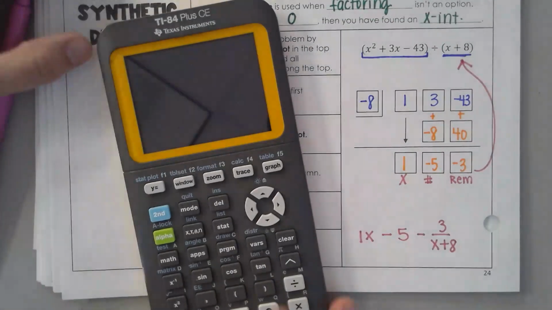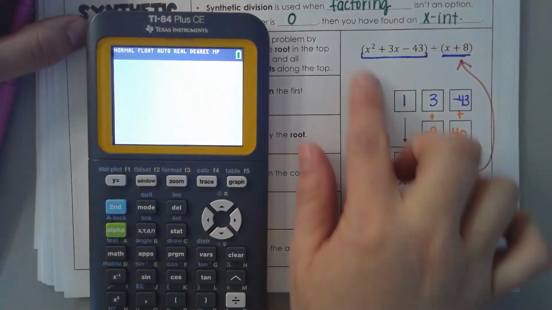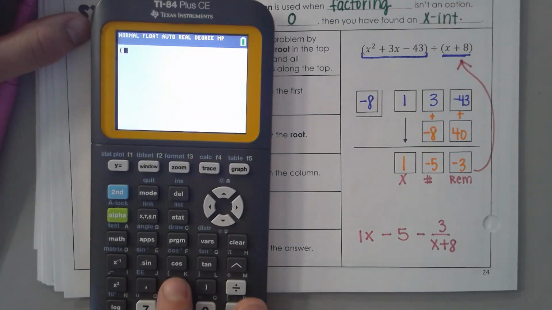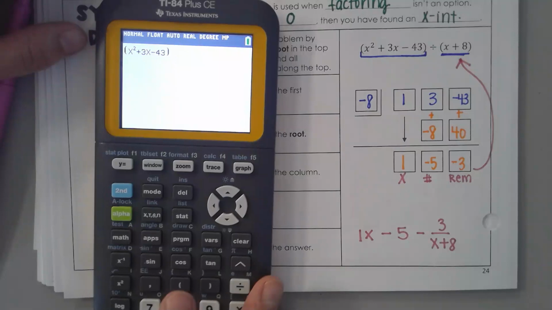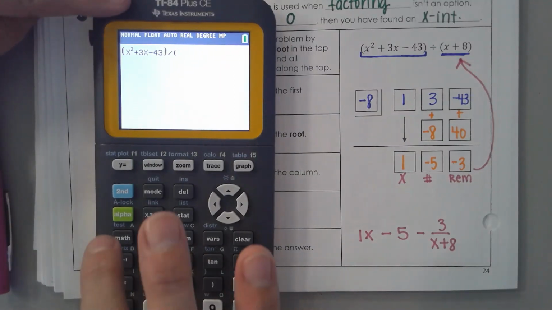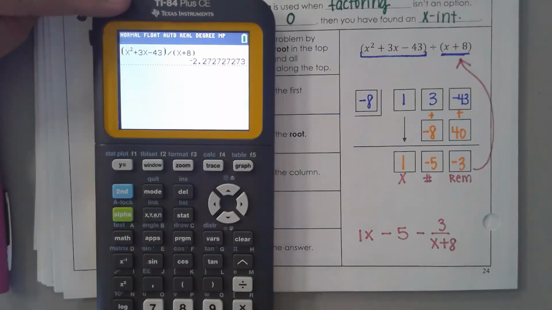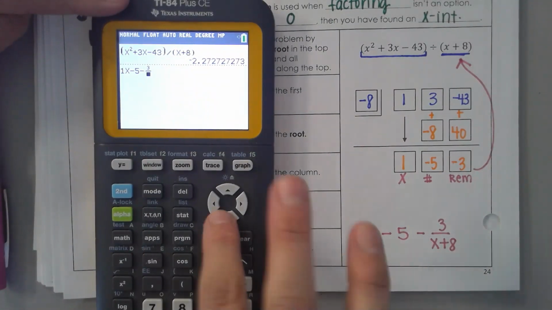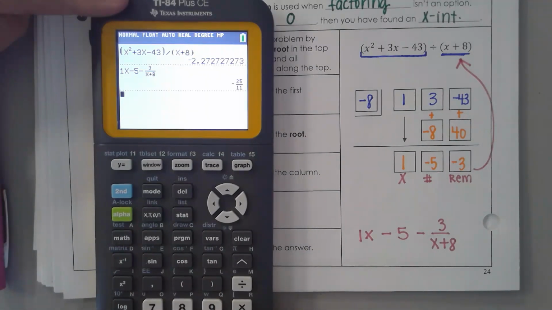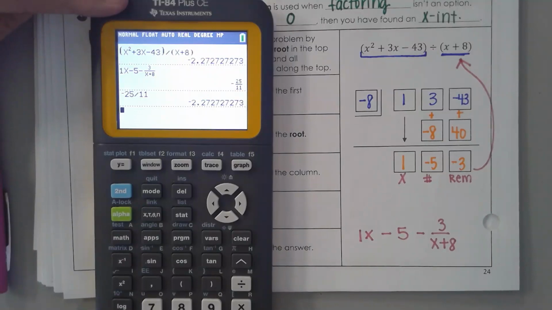And I'm going to show you how you can do them in the calculator, or check it in your calculator, I guess. I type x squared plus 3x minus 43 divided by x plus 8. I get that. And then I'm going to check my answer: 1x minus 5 minus 3 over x plus 8. Do they match? Yep, they do. So I did it right.